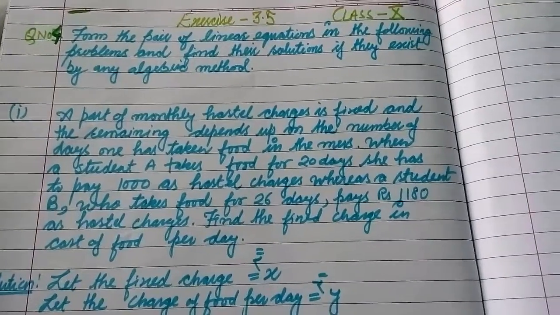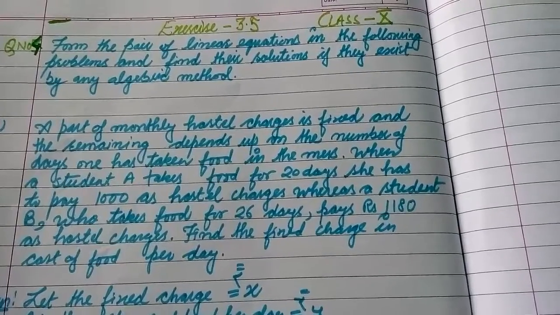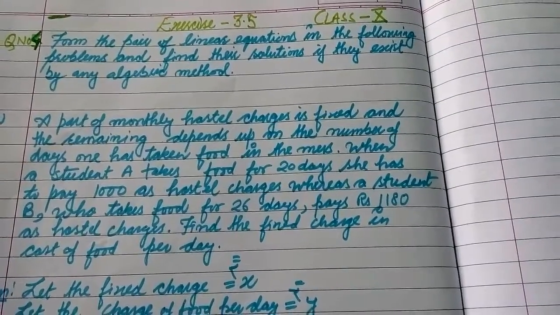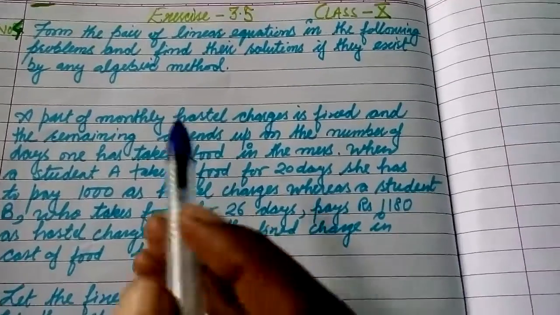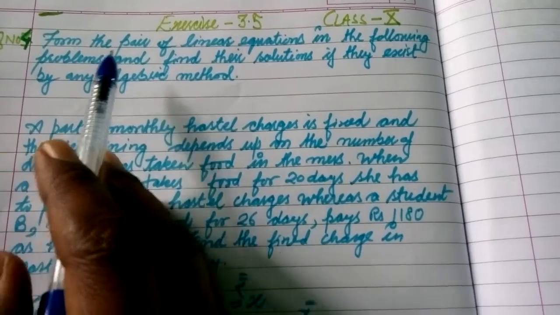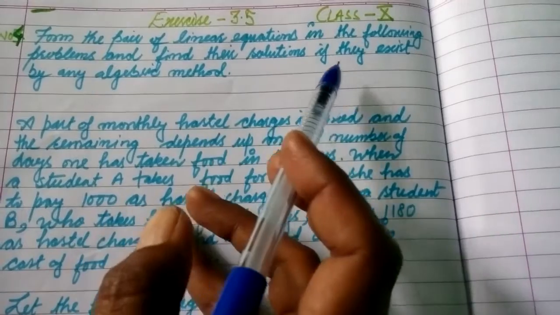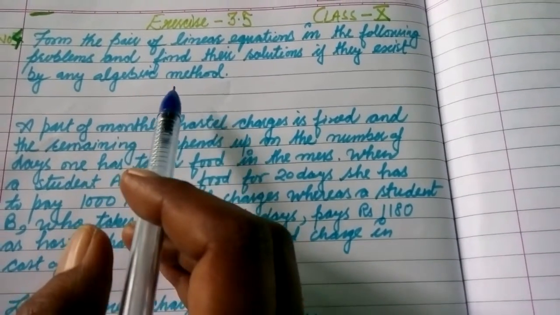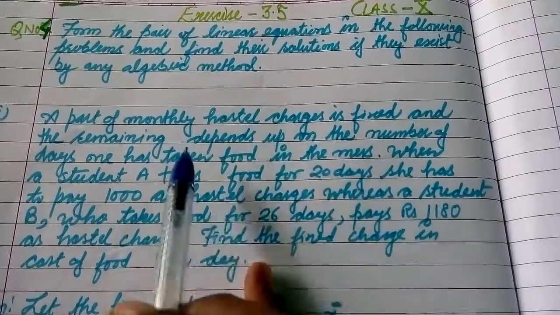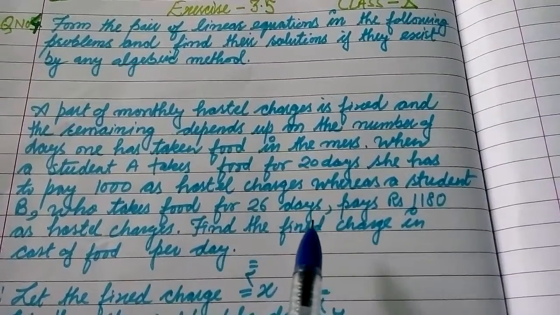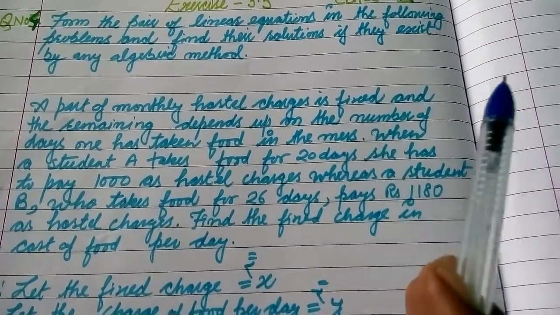Hello children, let's do Exercise 3.5, Question number 4, Class 10th, Unit 3, Linear Equations in Two Variables. Okay, here question number 4 is saying: form the pair of linear equations in the following problems and find their solutions if they exist by any algebraic method. So they have some statements and some problems given here, and we have to solve these questions.